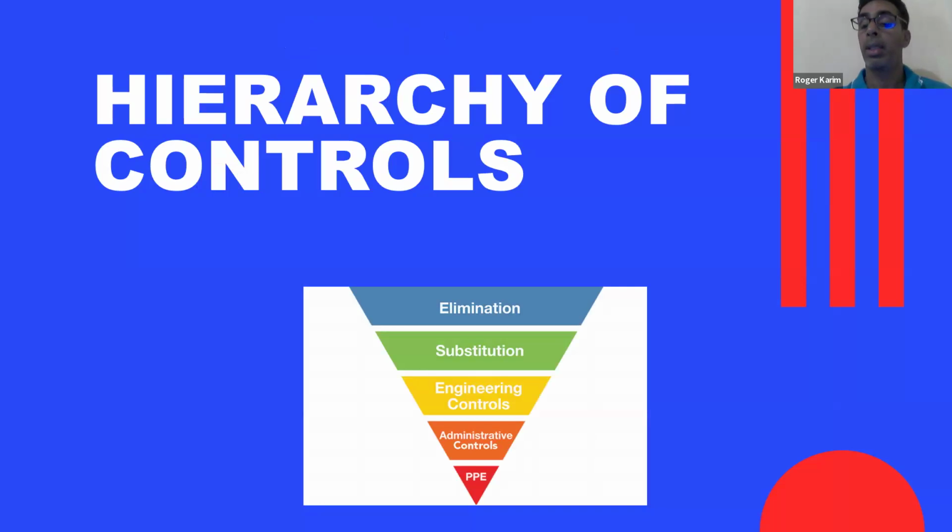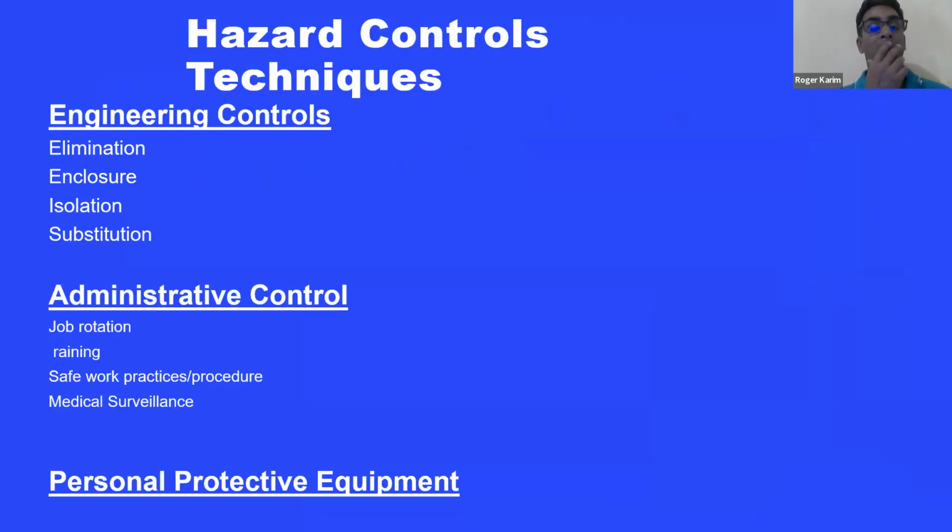Hierarchy of controls. Basic: elimination, substitution, engineering controls, admin controls, PPE. When we talk about elimination, we try to eliminate or avoid a particular hazard. You may isolate if it's noise, or substitute if it's a chemical, substituting something less hazardous. Administrative controls: you may have job rotation, training, your safety procedures, medical surveillance, and of course PPE. And in terms of hierarchy, you're always looking for engineering controls, so you always try to eliminate or avoid the hazard as best as you can.